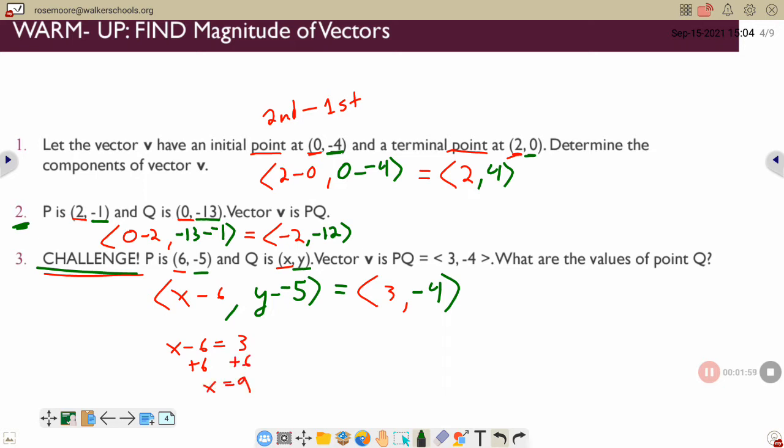So for my PQ point from Q, oh boy, Q should equal the point 9, comma, and let's find out our y's. Y minus minus 5 is really y plus 5 equals negative 4. So when I subtract 5, y should equal negative 9. So the Q point was 9, negative 9.